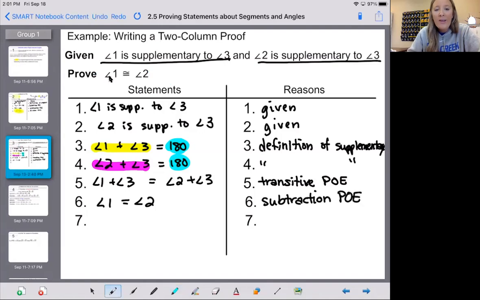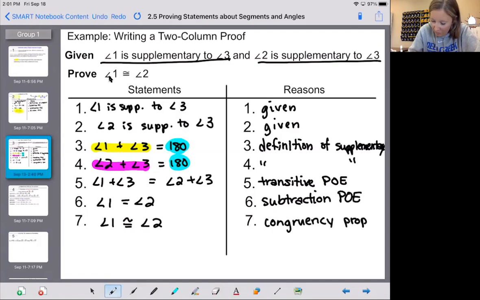All right. Now, is that the same thing as angle 1 congruent to angle 2? It's not. When something is equal, that is not the same thing as being congruent. So my last line is going to be me changing that to a congruency symbol. And to do that, we use what's called the congruence property, basically, or property of congruence. Either one is fine. There you go. That's it.